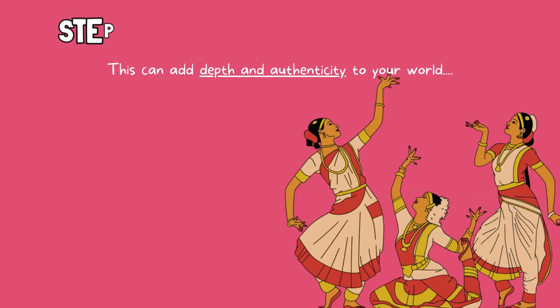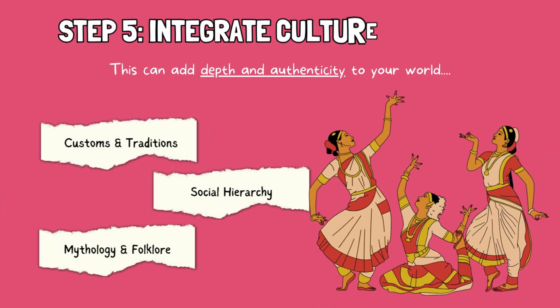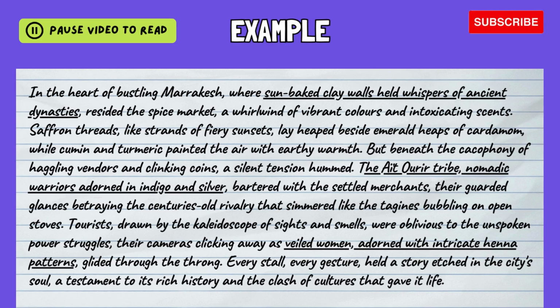Step 5. Integrate culture and history. If applicable, include cultural or historical details that shape the setting. This can add depth and authenticity to your world. Think about local customs and traditions such as festivals and dress codes, as well as social hierarchy, such as rivalry between clans or discrimination in society. For example, for the setting of a bustling market in Marrakesh, you can provide the following description.